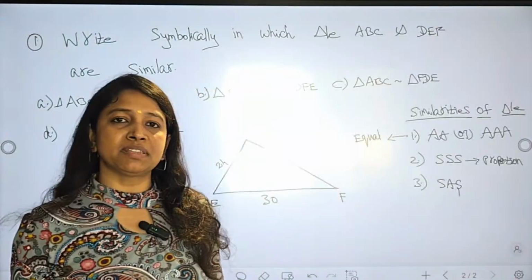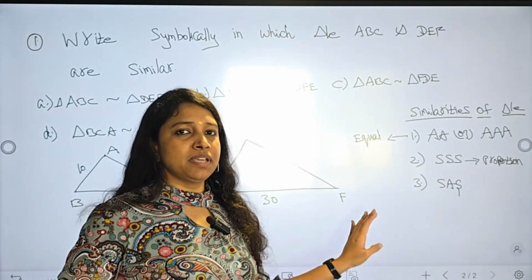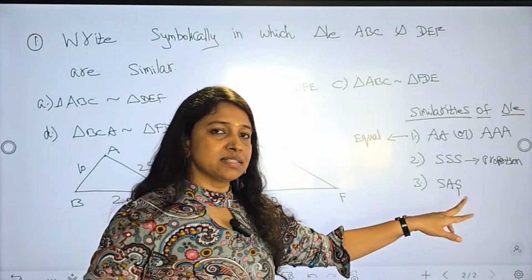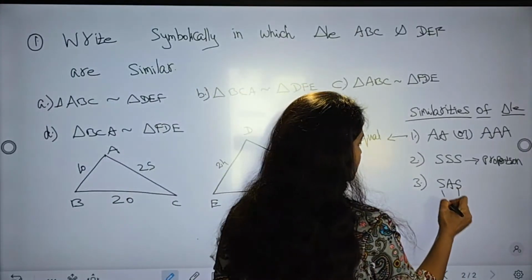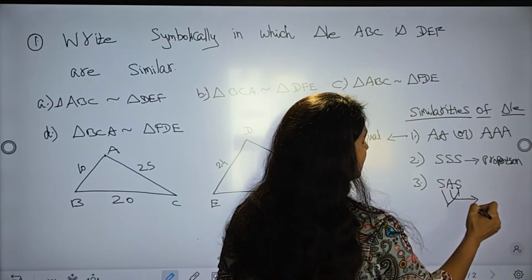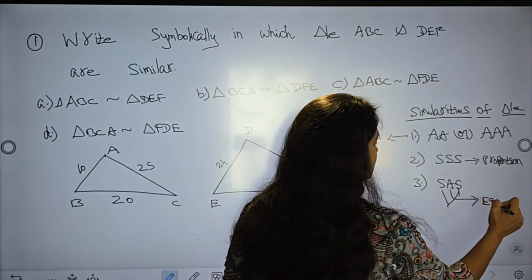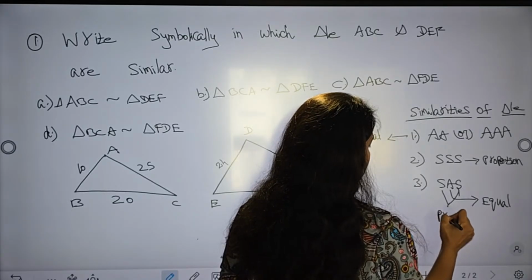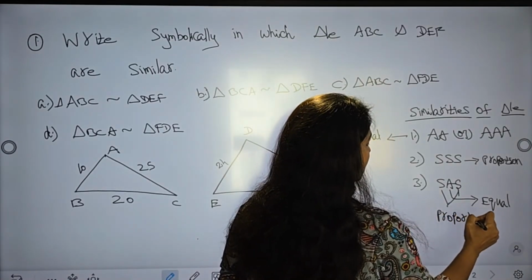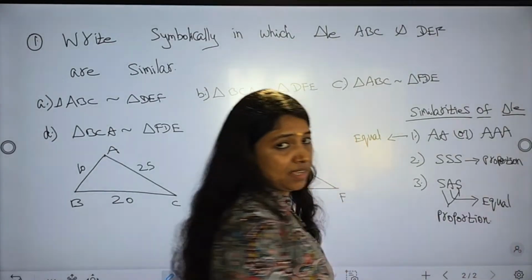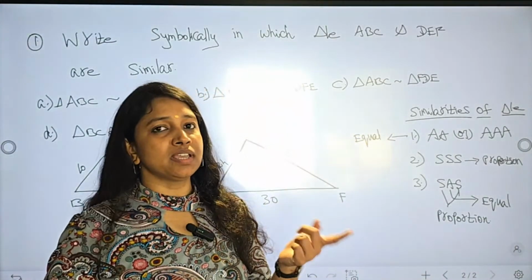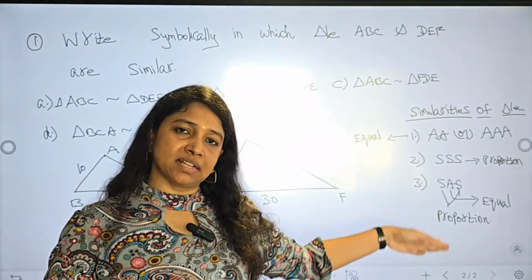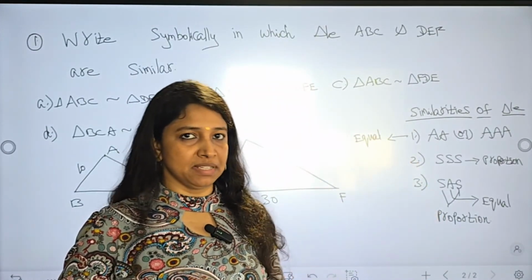In SAS, the angle should be equal, but the sides should be in proportion. That is, if two sides are in proportion with those of the other triangle and the included angle is equal, then you can tell those triangles are similar. So you can use these categories to prove any triangles to be similar.